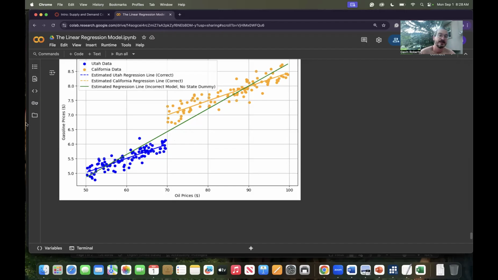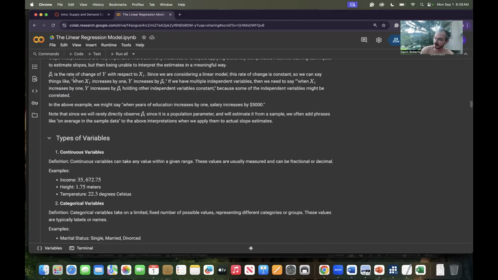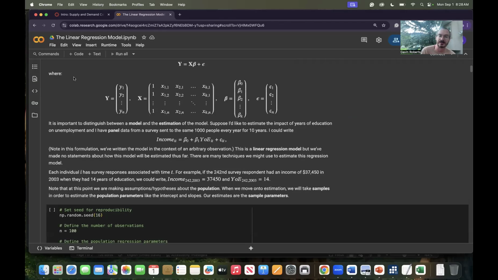Not only that, but California is apparently correlated with higher oil prices and higher gasoline prices. The fact that we're missing a variable that is correlated with both the independent and dependent variables means that we're going to get an incorrect slope, and that's missing variable bias. That's one of those things to really bring it back to the goal of today's lecture: econometricians spend more time thinking about the modeling.